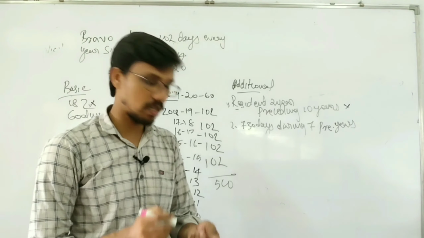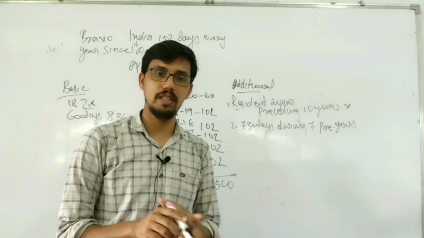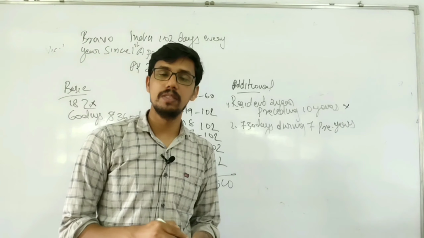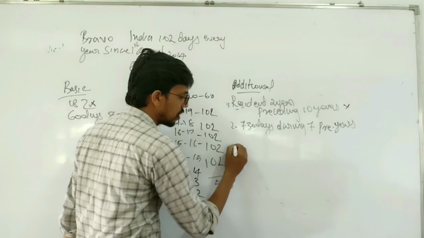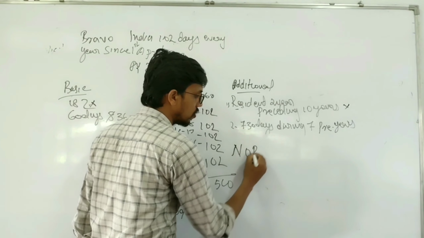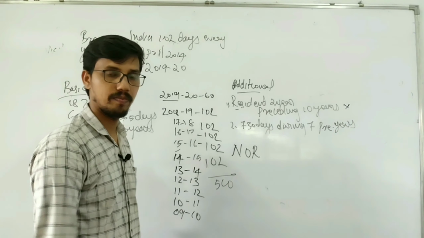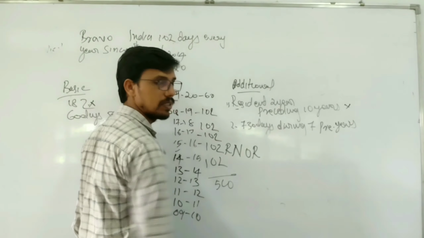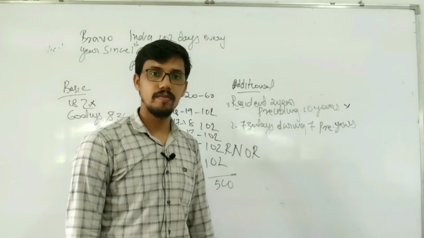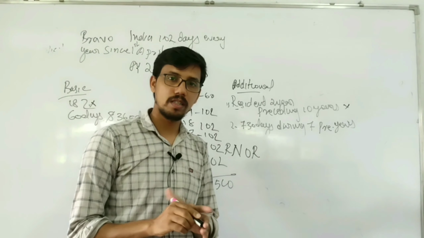So, as Bravo does not satisfy any of the additional conditions, but he satisfies the basic condition, he is called resident but not ordinarily resident. Not ordinarily resident. Resident, not ordinarily resident. Clear? I hope you understand the problem.